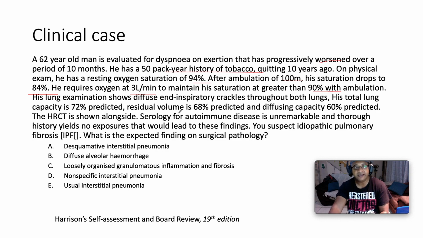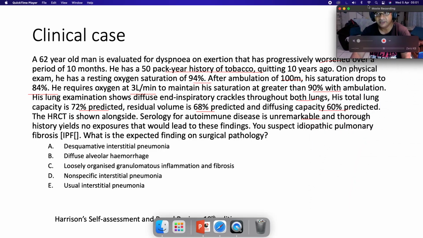Alrighty, his lung exam shows diffuse inspiratory crackles throughout both lungs. His total lung capacity is 72% predicted, residual volume 68% predicted, and diffusing capacity for carbon monoxide, 60% predicted. The HRCT is shown alongside. We'll have a look at it just now. Serology for autoimmune disease is unremarkable, and thorough history yields no exposures that will lead to these findings. You suspect idiopathic pulmonary fibrosis. What is the expected finding on surgical pathology?